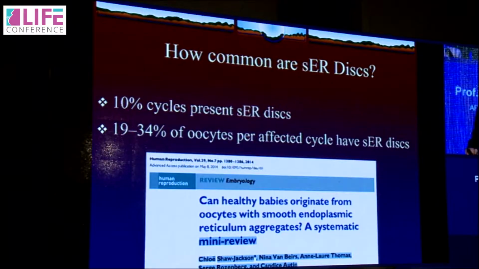They're also linked to the gonadotrophin dose and the duration of the stimulation, which can significantly affect the likelihood of getting them. We know that short protocol stimulation is 3 times as likely to give you eggs with SER discs as long protocol stimulation. So how common are they? Well, they occur in about 10% of cycles, and in affected cycles, 19 to 34% of oocytes have SER discs.